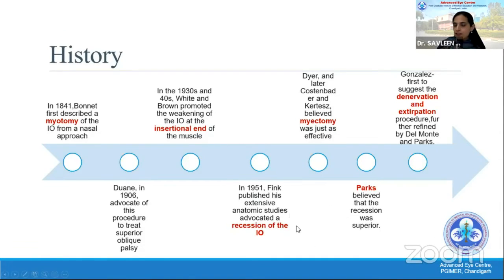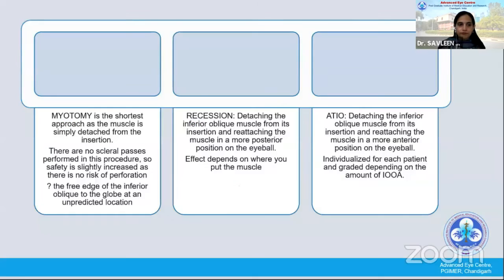Fink and Parks are the two people who have described recession of the inferior oblique, and those are the two most popular procedures that have been followed. Later on, myectomy was also described as just being effected, and Gonzalez et al., further supported by works of Del Monte and Parks, described denervation and extirpation surgery, which, in my opinion, is now not frequently done.